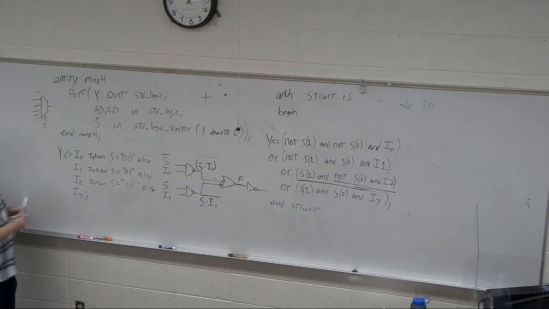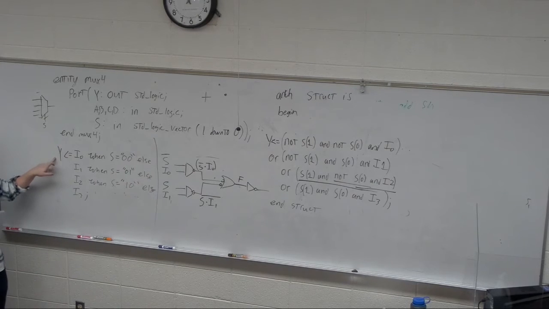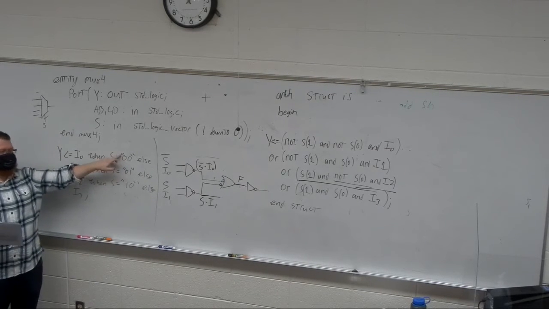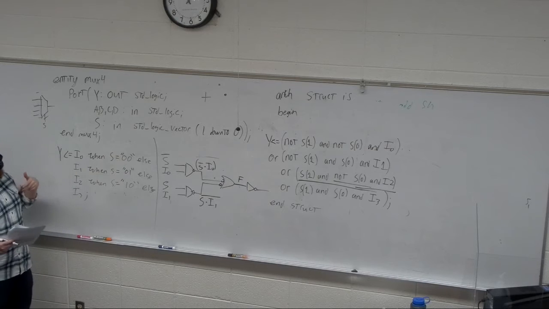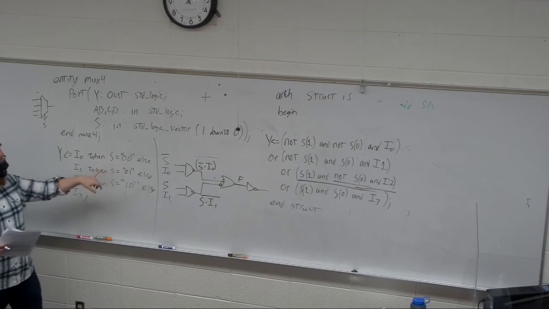This is another way. I'll draw a line. Y is equal to I0 when S is 0. Why do I use the quotes? Yes, because it's a standard logic vector. The book does something weird later, but we'll address it then.